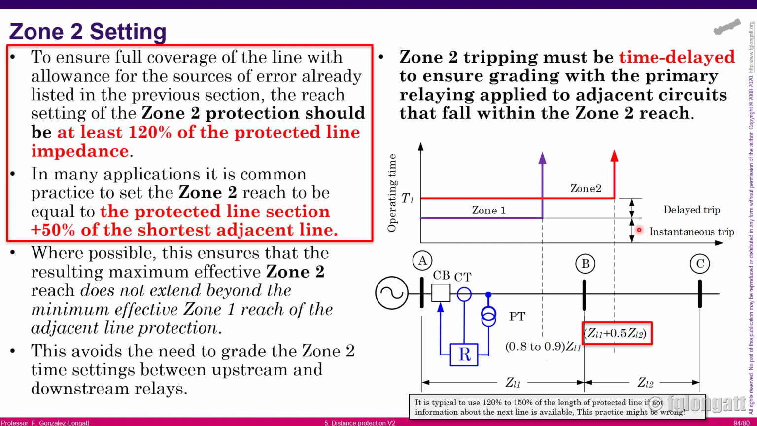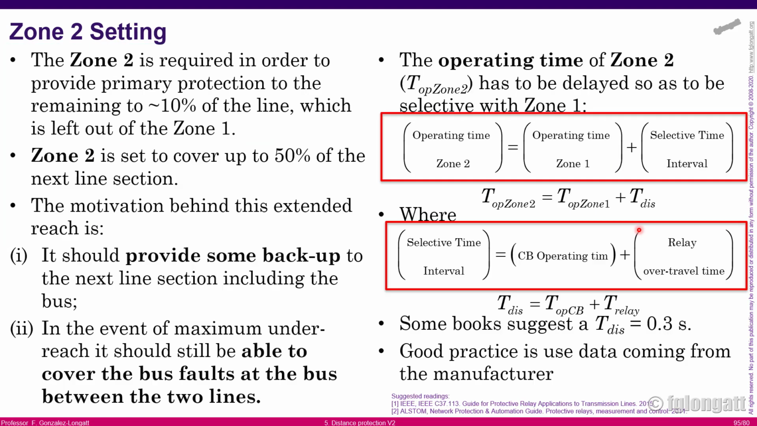Okay, but this is a time delay trip. What is the idea of the time delay? The idea is that we wait for the zone 1 to trip, and if zone 1 didn't trip, well, we will trip, okay?